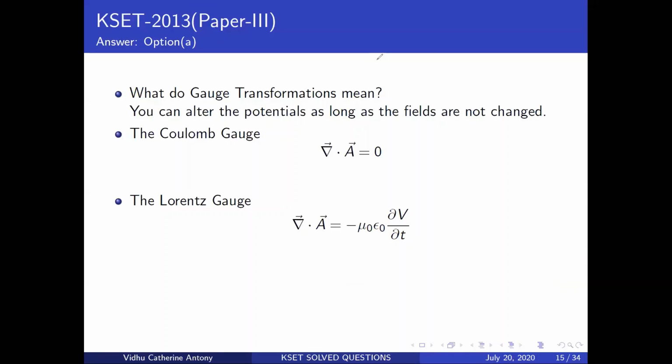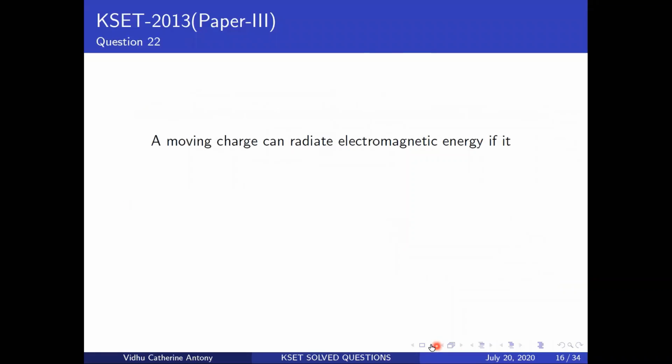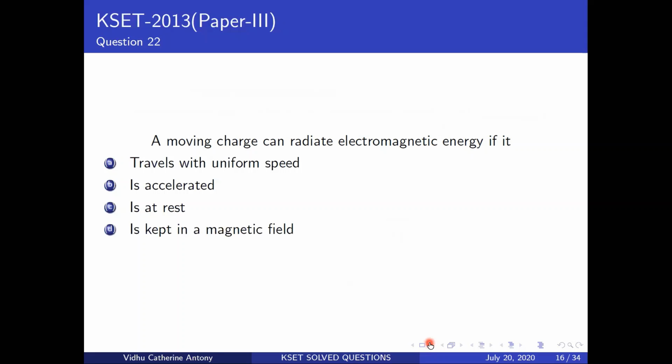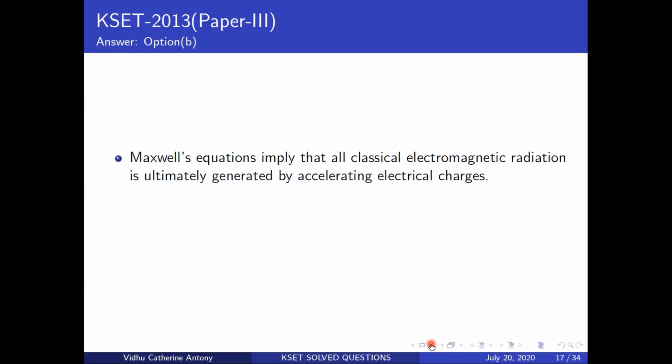Okay, so that's this. Now let's look at this. So this is like a standard, you know, right from PU kind of question. A moving charge can radiate electromagnetic energy if it travels with uniform speed, is accelerated, is at rest, or is kept in a magnetic field. So you know that when a charge is accelerated, it radiates electromagnetic fields. That's basically how your radio antennas work.